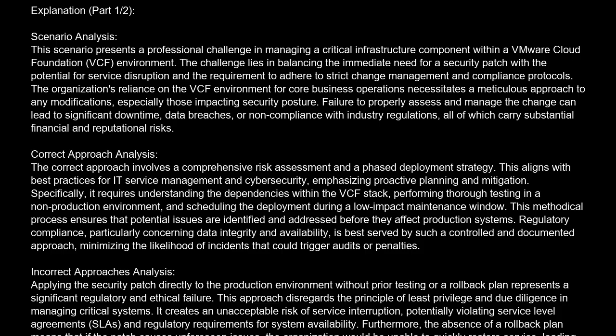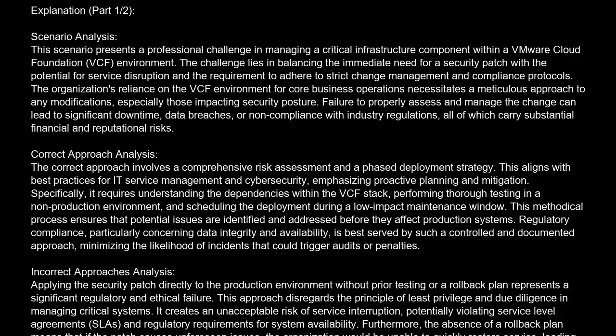Incorrect approach analysis. Applying the security patch directly to the production environment without prior testing or a rollback plan represents a significant regulatory and ethical failure. This approach disregards the principle of least privilege and due diligence in managing critical systems. It creates an unacceptable risk of service interruption, potentially violating service level agreements (SLAs) and regulatory requirements for system availability.